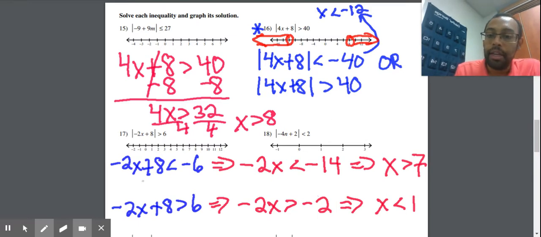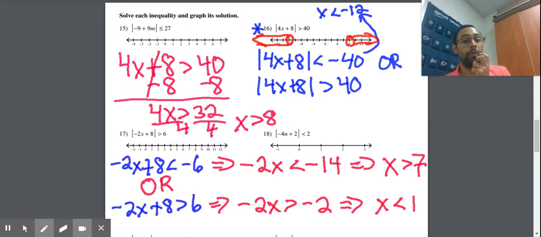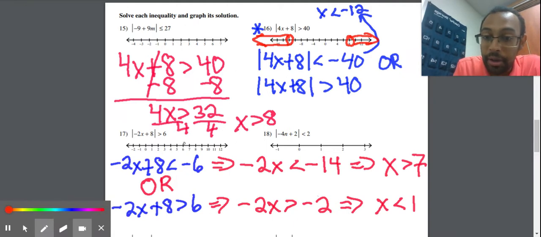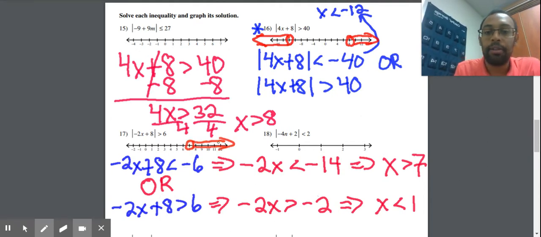And so there's a key thing here. It is the or that goes with this rule. So it's x greater than 7 or x less than 1. Going to the number line, when I plot this, x greater than 7, so 7 is here, open circle. Everything to the right is an answer. X less than 1, open circle. Everything to the left is an answer.